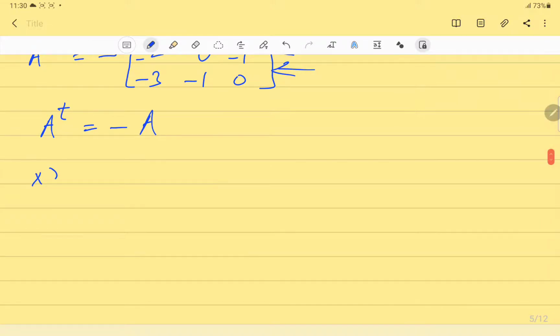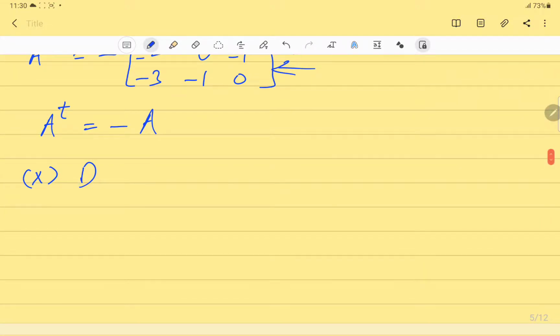Our 10th type, diagonal matrix. Now, what is a diagonal matrix? A square matrix A is called a diagonal matrix if at least any one of the entries of its diagonal is not 0. Again, I will repeat. A square matrix A is called a diagonal matrix if at least any one of the entries of its diagonal is not 0 and non-diagonal entries are 0.